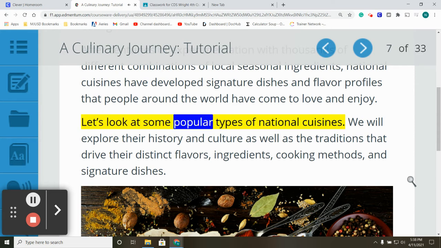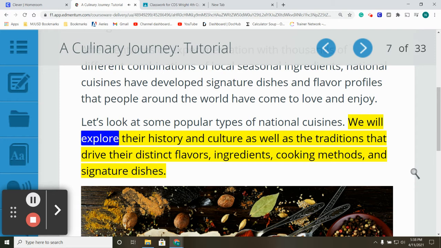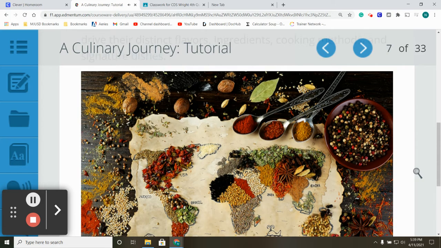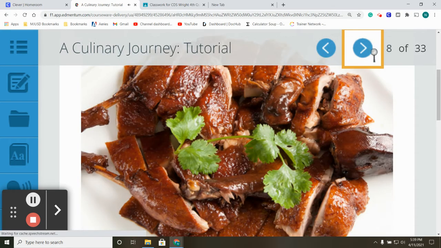Let's look at some popular types of national cuisines. We will explore their history and culture as well as the traditions that drive their distinct flavors, ingredients, cooking methods, and signature dishes. Various spices laid out in a world map.